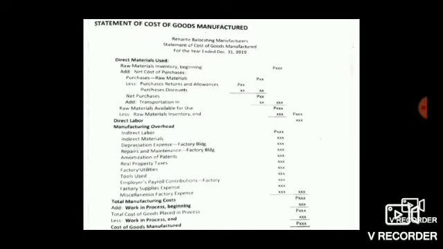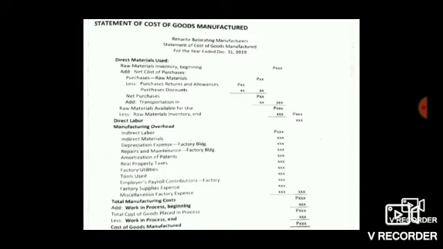Para makuha natin yung raw materials inventory end, kailangan lang natin i-perform yung lahat ng debit tsaka lahat ng credit ng raw materials natin para makuha natin yung end balance for the total of our direct labor. So next is our manufacturing overhead.